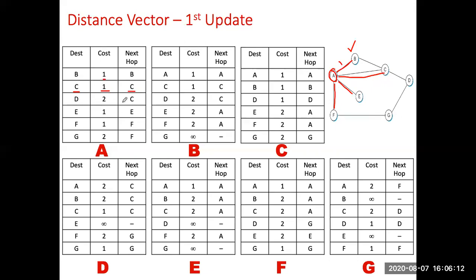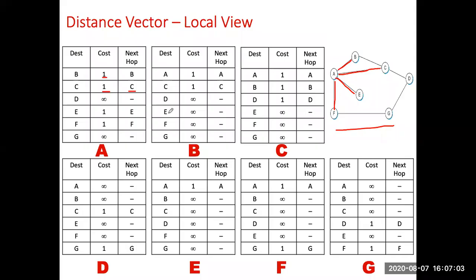For D, as the D node is not directly connected, the cost is infinity. Because it is not directly connected, it will update its information after multiple steps. But for the first step, the cost for D is infinity because it is not directly connected, and there is no next hop.